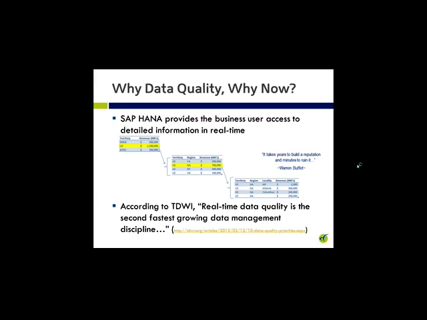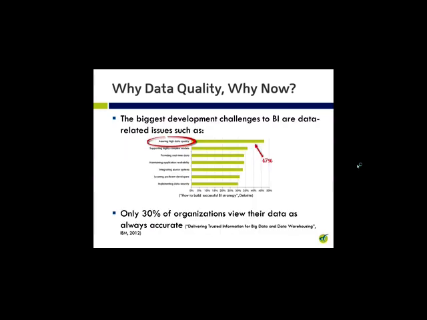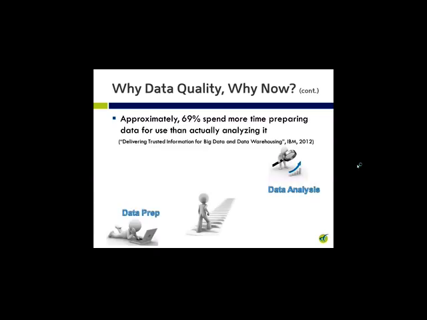That's why TDWI in a recent survey said that real-time data quality is the second fastest growing data management discipline. And organizations agree that data quality should be a priority. In a poll that was published in a Deloitte paper, 47% of executives said that assuring high data quality was one of the most challenging things to their BI initiatives. And only 30% of organizations view their data as always accurate. In fact, that 30%, based on what I've seen, is probably a little high, but I'll trust IBM on that number.